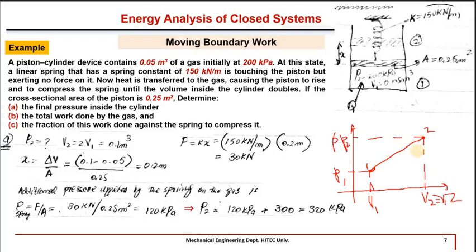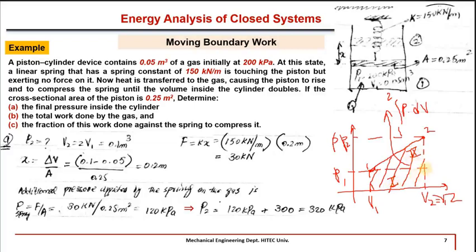Now we need to calculate the work done, which is the area under this curve. This is the total area under this line 1 to 2, and this area represents the P dV product. We can calculate it directly because it is a trapezoid, or we can divide it into 2 parts. Now this is area 1 and this is area 2.